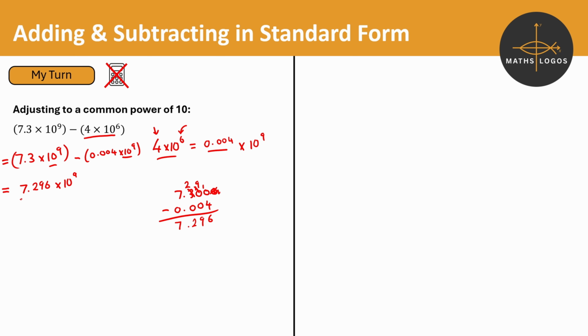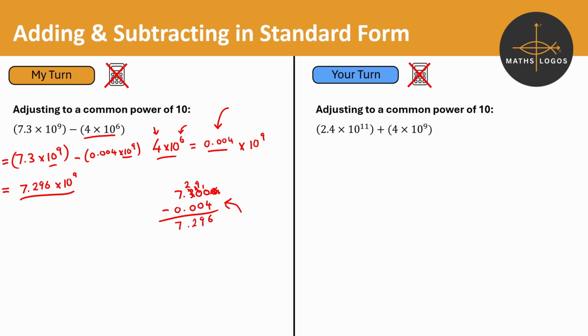So this way takes me to my answer a little bit quicker. It does involve a bit of a harder change or adjusting of the power of 10, and it still involves quite an awkward decimal subtraction. The first way is a little bit easier, I think, but it's up to you. Pause the video and give this one a go, and then we'll look at both ways to do it.